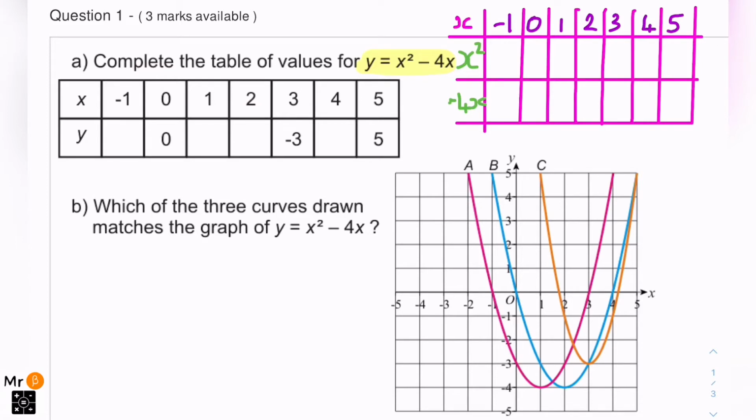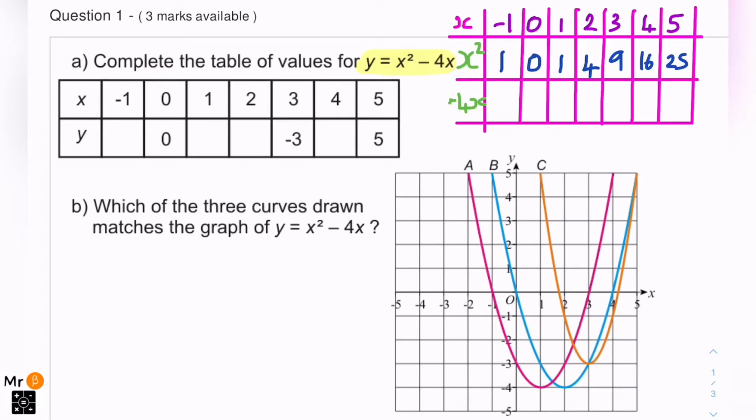So first of all, I'm going to work out the x squared column. That means I take my x value and I square it. So negative 1 times negative 1 is positive 1. 0 squared, 0 times 0 is 0. 1 squared, 2 squared, 3 squared, 4 squared, and 5 squared.